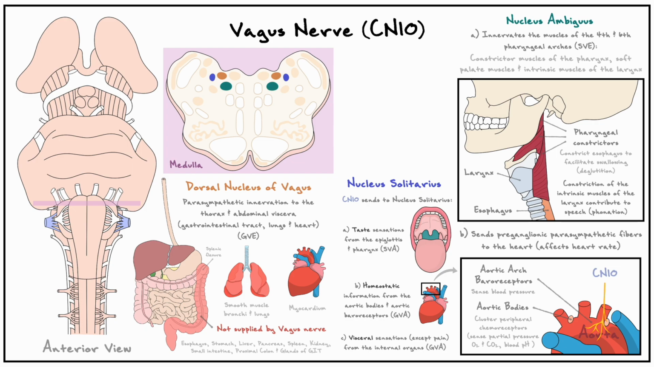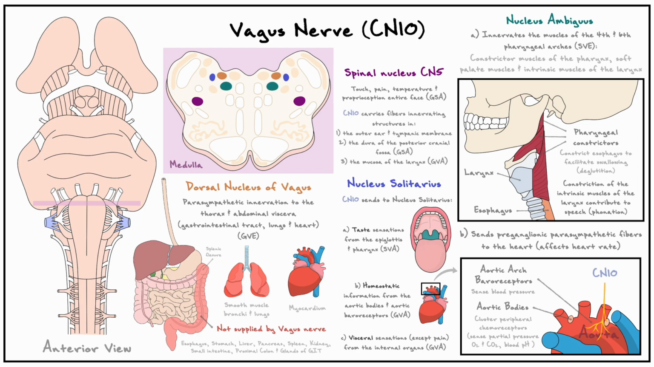the internal organs. Now, the final nucleus that is important to the vagus nerve is the spinal nucleus of the trigeminal nerve, which here again integrates information about touch, pain, temperature, and proprioception for the entire face. The vagus nerve brings to this nucleus general sensory afferent information from the outer ear, the tympanic membrane, the dura of the posterior cranial fossa, which is the cranial cavity at the base of the skull, and from the mucosa of the larynx.